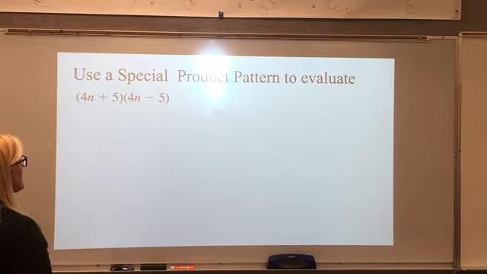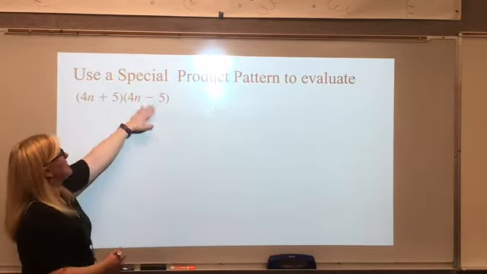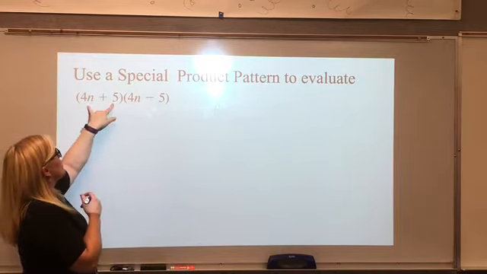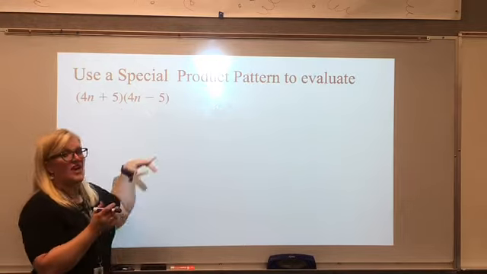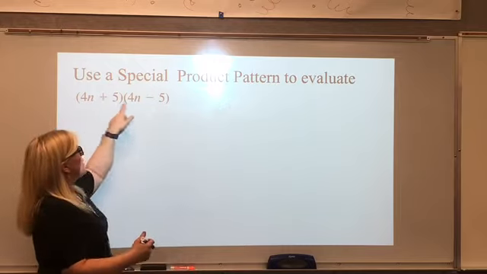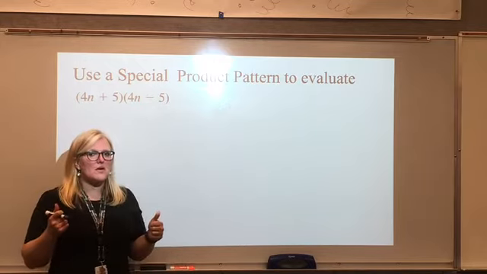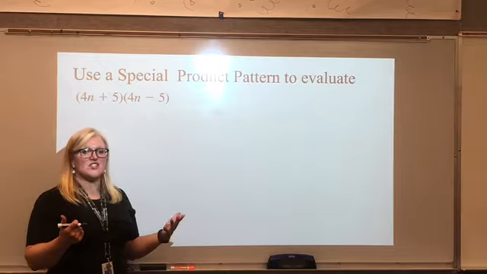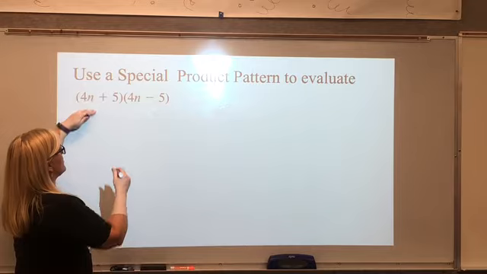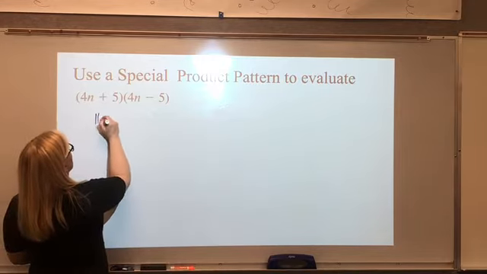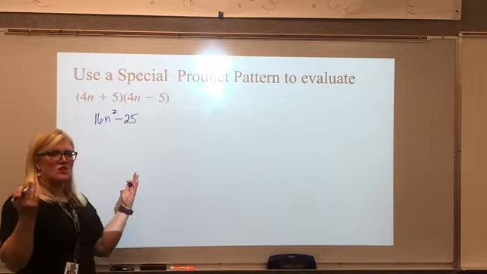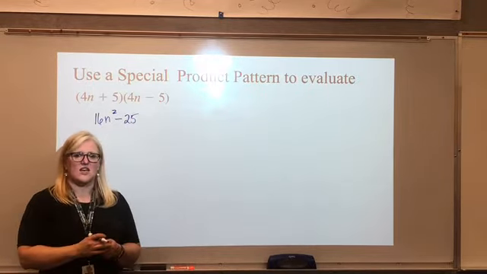Okay, so use a special product pattern to evaluate this expression. Okay, so we've got 4n plus 5 times 4n minus 5. They are identical, except one's a plus and one's a minus. So remember that one I told you to memorize? What's nice about this is you don't have to FOIL. You know what it is. It's the square of the first term minus the square of the second term. And that's it. That's how you know the answer.